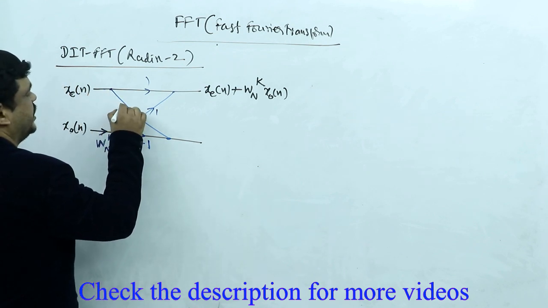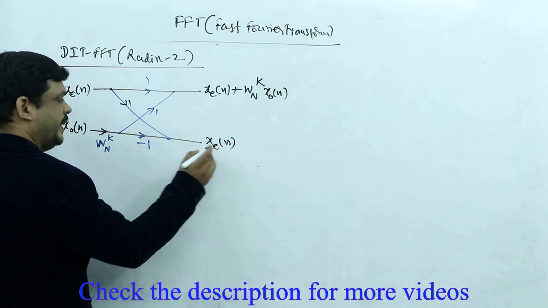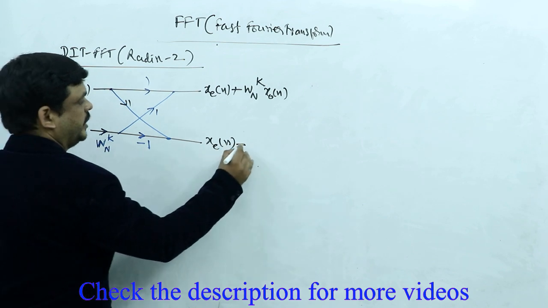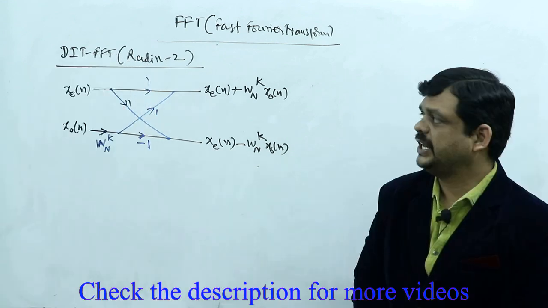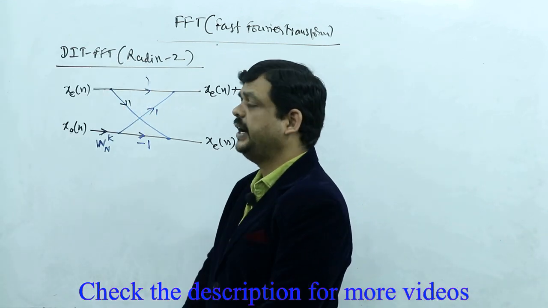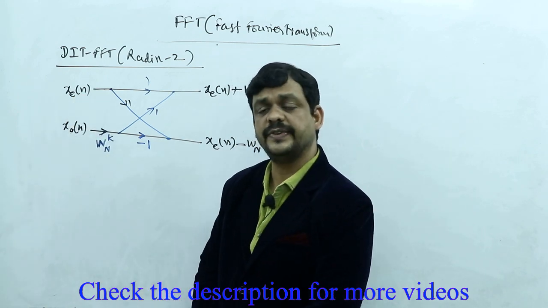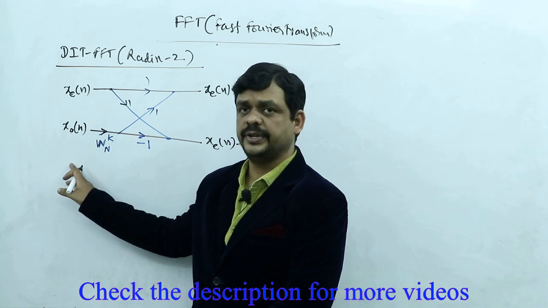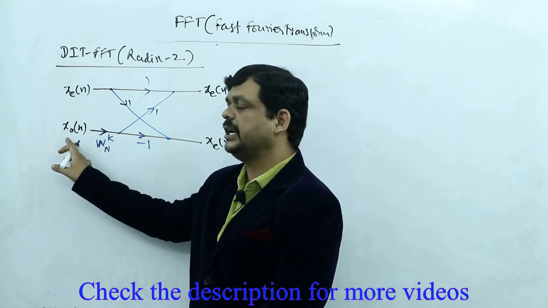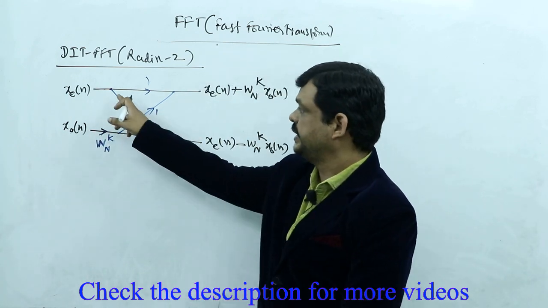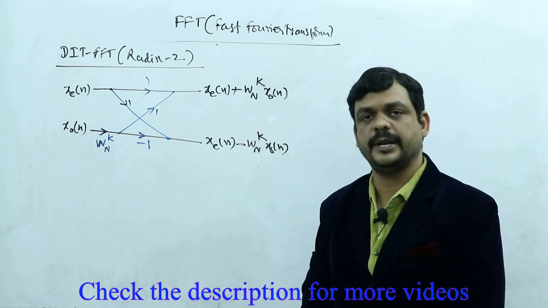So even function in this direction, so it goes in this direction. So this is even function minus this complete product here, Wn whole to the power of k into odd function. So in decimation in time, first of all we have to divide the complete time domain function into even function and odd function. So here one time we have to perform addition. Even function adds with a twiddle factor multiplies with odd function, and this even function subtracts with a twiddle factor multiplies with odd function. So this is the standard diagrammatical representation.